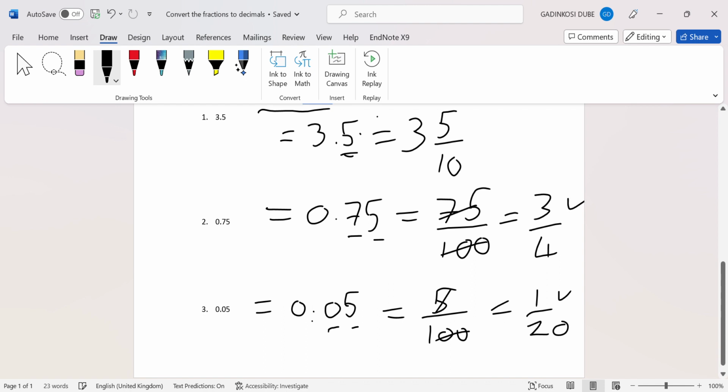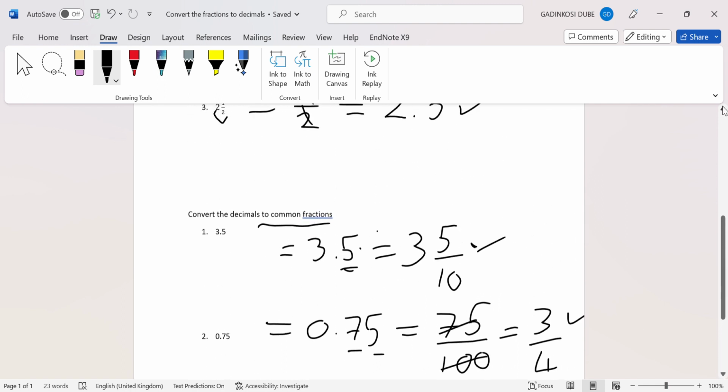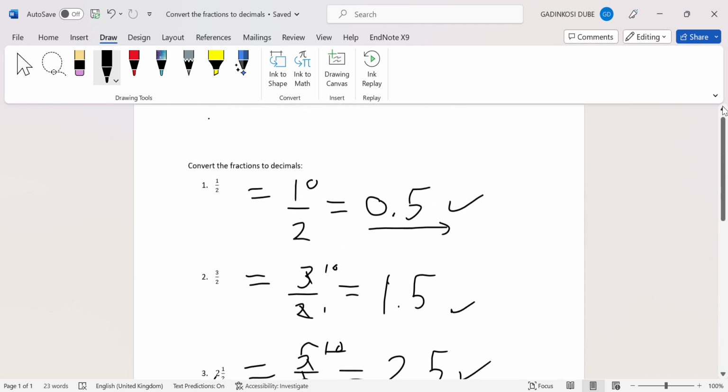So this is how you actually solve it when you have to convert back to common fractions, and when you have to convert to decimals.